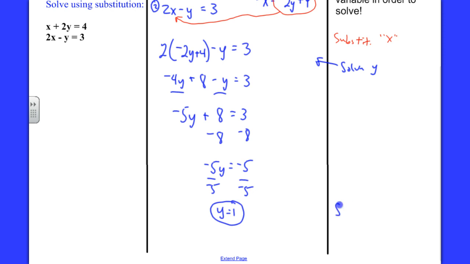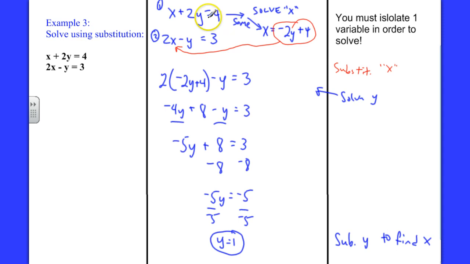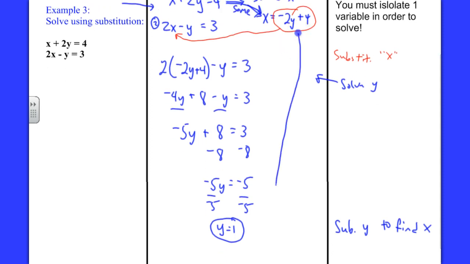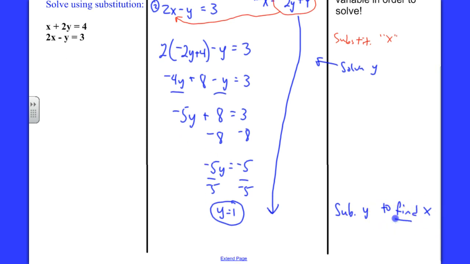Now we're going to substitute y to find x. The nice thing here is that now that I know the value of y, I can pick any one of these three forms of the equations from the top. I can pick equation 1 or equation 2, but remember, equation 1 is also written this way, x equals negative 2y plus 4. So I'm going to substitute into this one down here. Since I know y is 1, now I have to find x, because you have to find both. So x is equal to negative 2 times 1 plus 4.